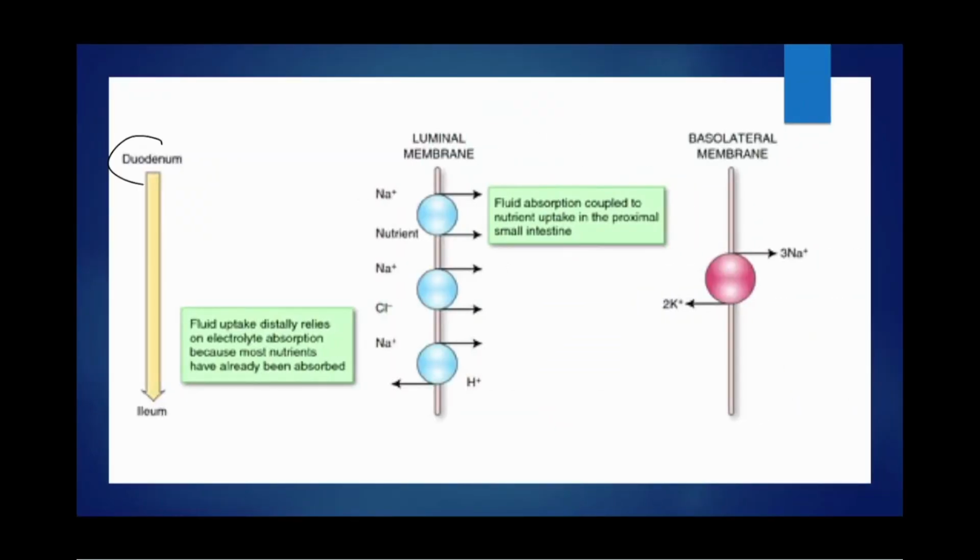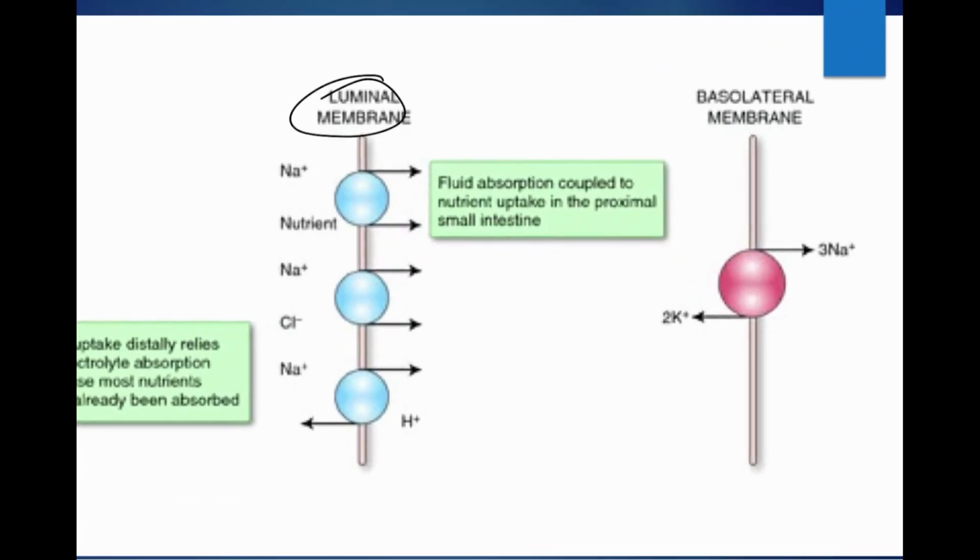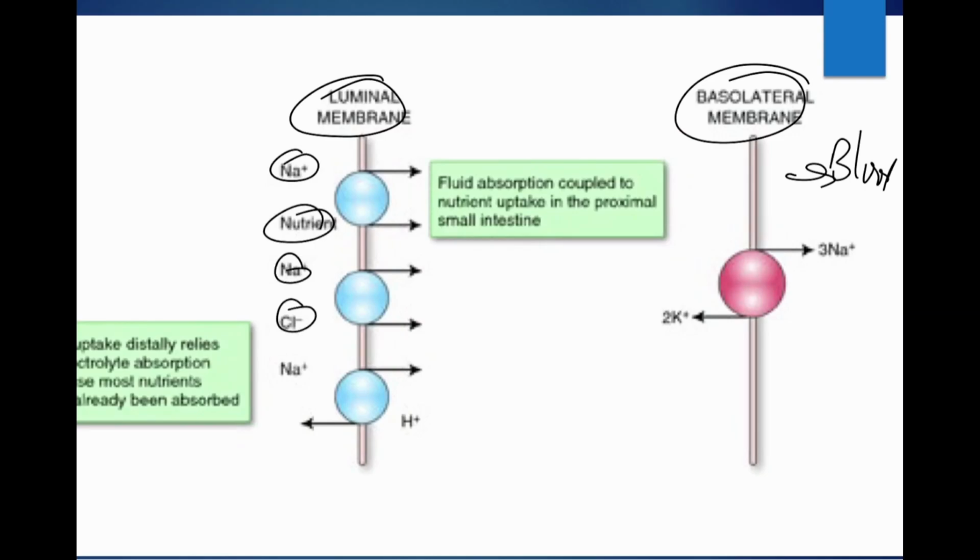So here's our duodenum. There's the ileum. So we're going downstream in the small intestine. Here is our luminal membrane. Here's the basolateral membrane, and this is going to the blood. You can see here sodium is tied to most everything to get absorbed. All of our nutrients need sodium there to get across. Our chloride, obviously this is just salt in general, both of them will go together. Sodium and hydrogen go in opposite directions.